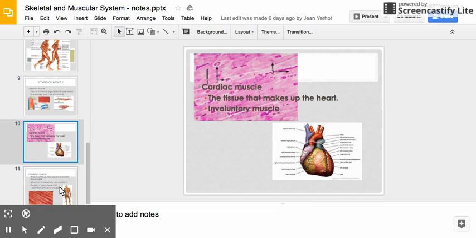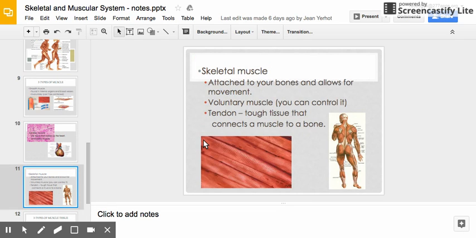And then the third type of muscle in the body is skeletal muscle. This is attached to your bones and it allows for movement. Skeletal muscle is a voluntary muscle, which means that you can control it. You think about moving your arm to reach and pick up that pencil that's on your desk. So you are in control of it. You choose when it will move and when it won't move.